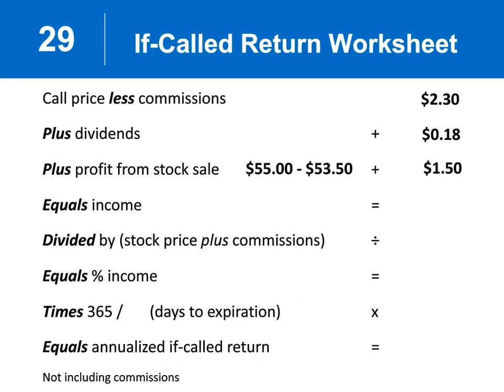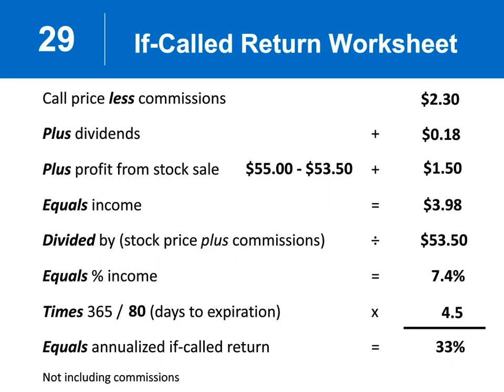So the only way we're going to get called is if the stock goes through the strike at $55. So that takes us from 53.5 to 55. We add another $1.50 of premium to the income equation. So now we're up to almost $4. Divide that by the price of the stock. Again, that's a little over 7%. We do that 4.5 times, and voila, we're up to 33%. So the important thing is you've got static return and then if called.